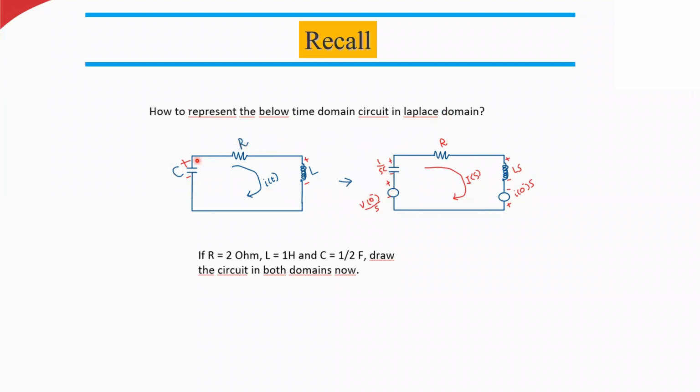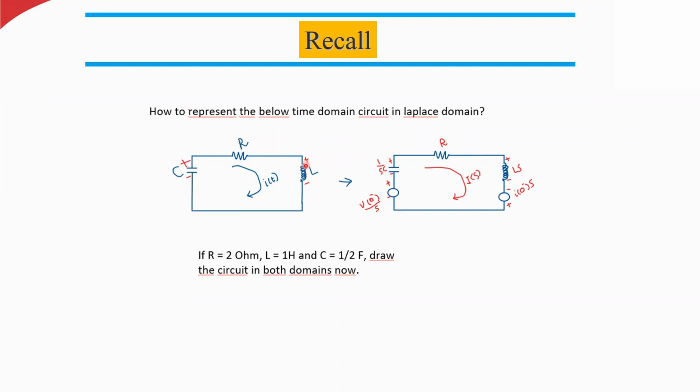So I just draw the same. In this circuit you are seeing R, L, C. These three elements are connected in series in a closed loop, and the current flowing into this loop is i of t. This is capital R. This is the S domain representation of the same circuit. The resistor has no change, so R stays as it is.